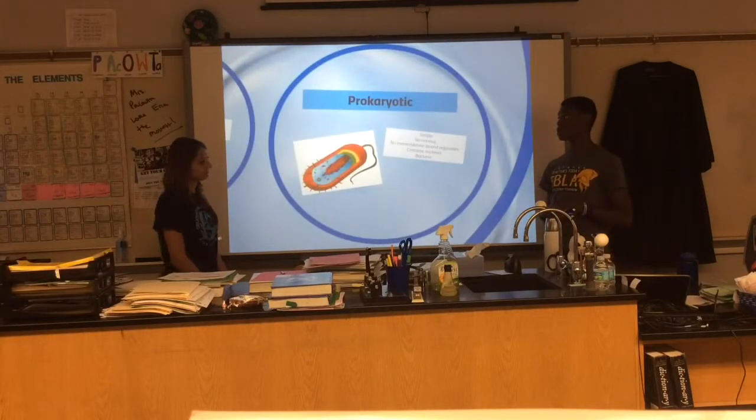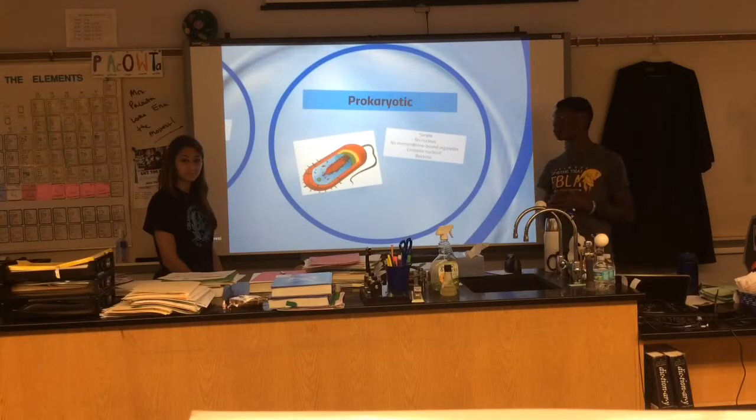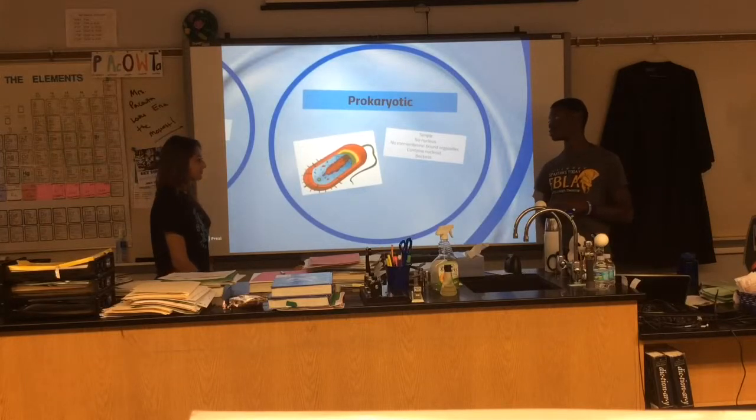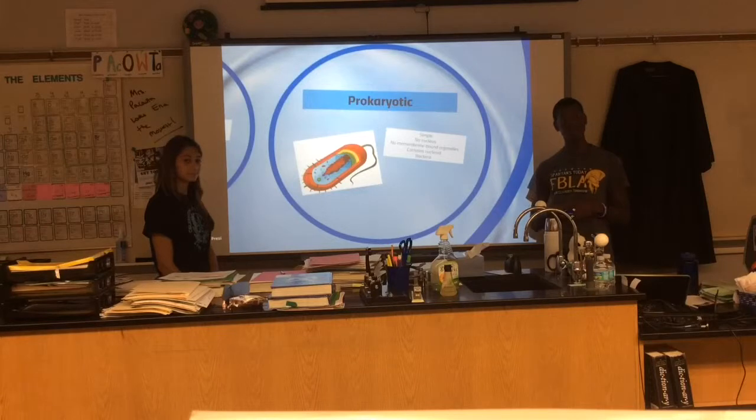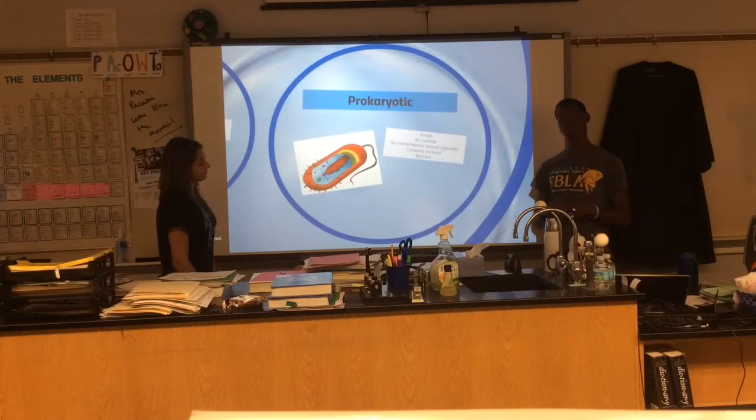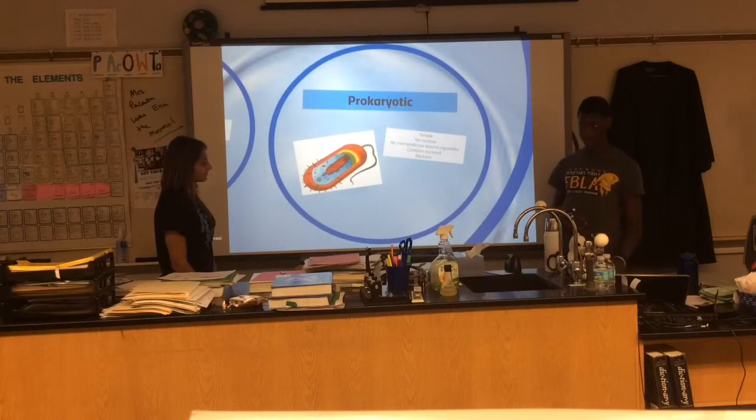The second type of cell is the prokaryotic cell. This is a simple cell. It contains no nucleus and no membrane-bound organelles, though it does contain a nucleoid, which is where its DNA and hereditary information is stored. Most of the prokaryotic cells are bacteria.